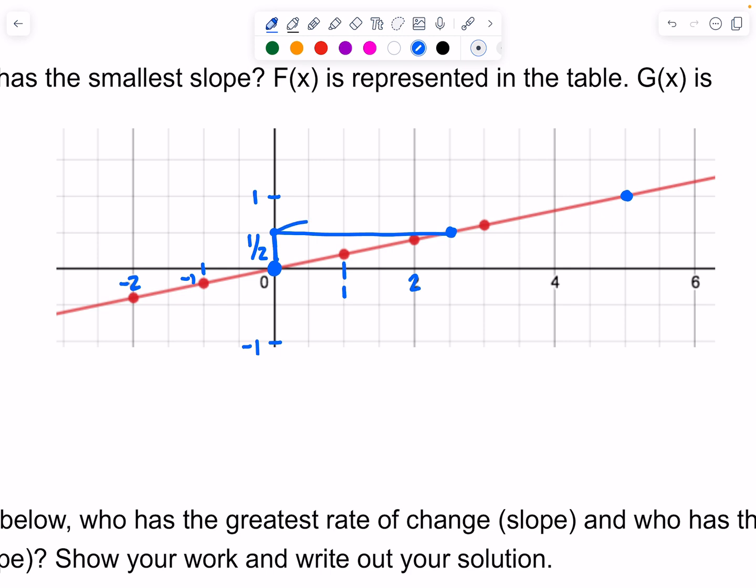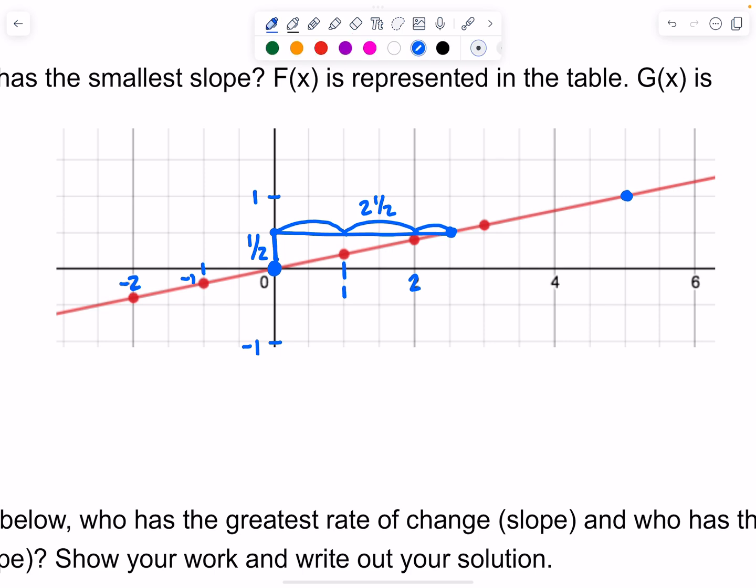And I got to run 2.5 units to the right. So what if I had used that other point? Would I get the same slope? And you definitely should get the same slope no matter which 2 points you use. So we could look at that. So I'm going to write this one down and then we'll look at that one.